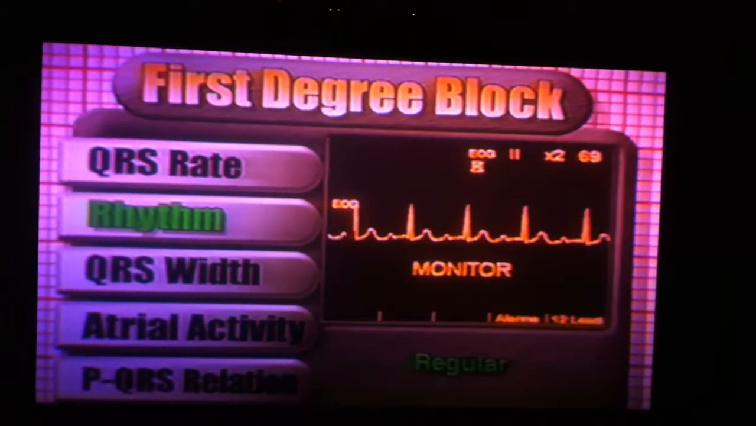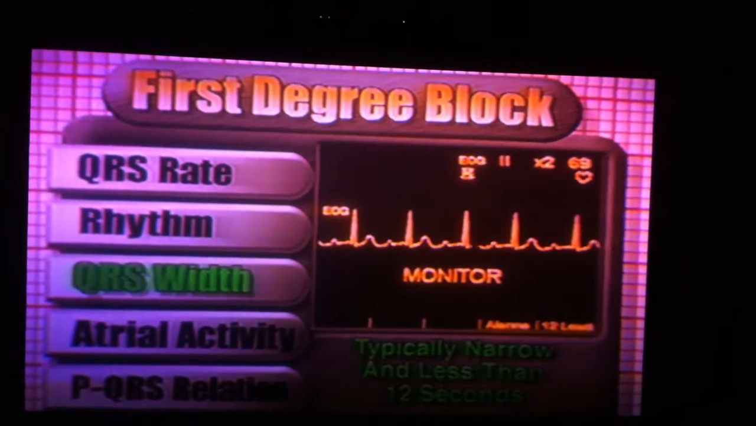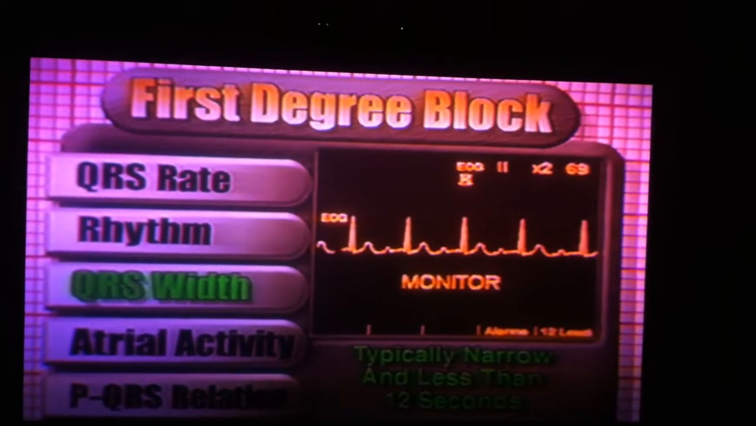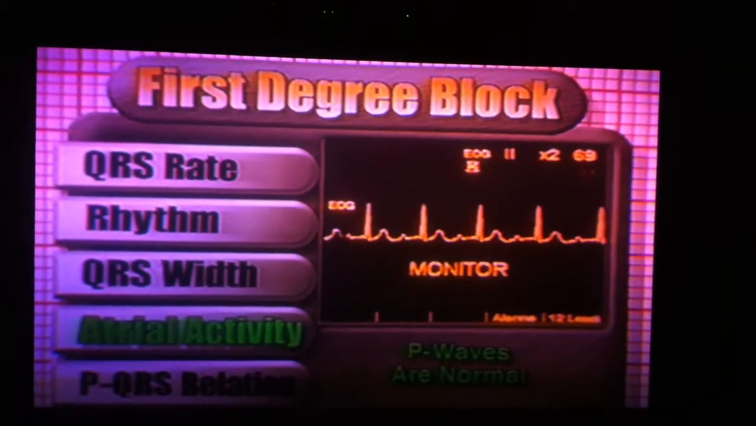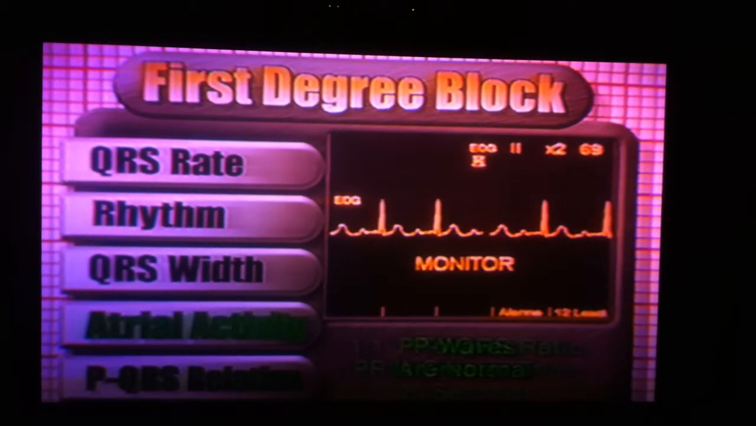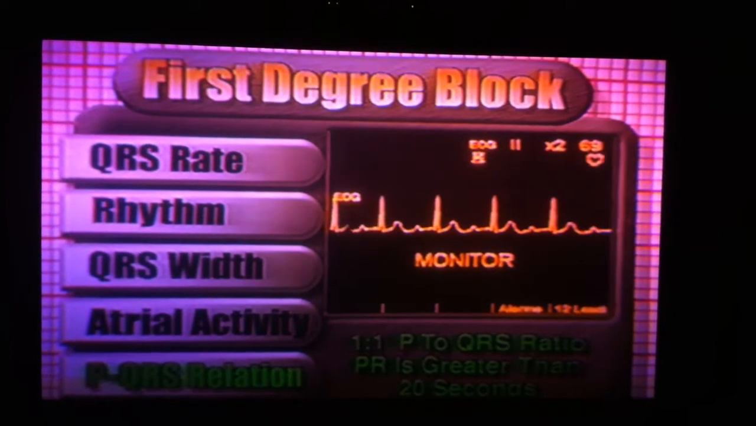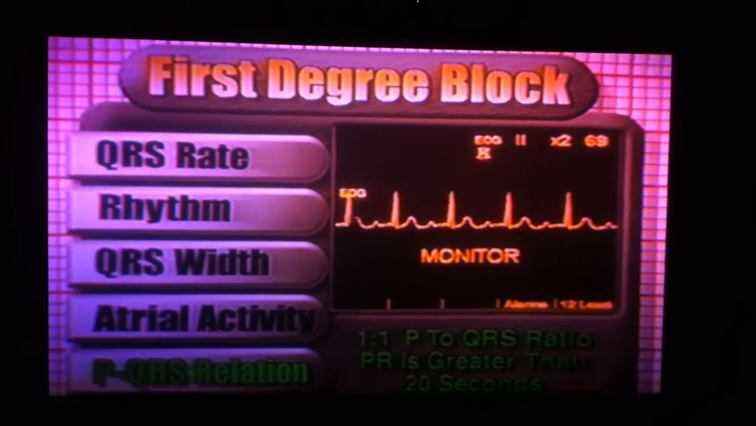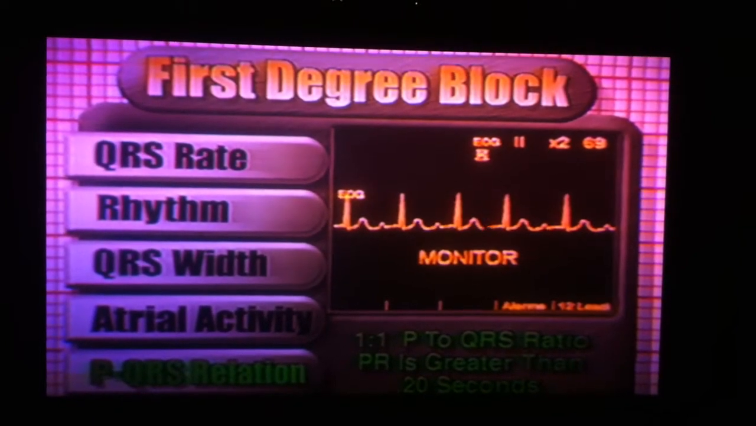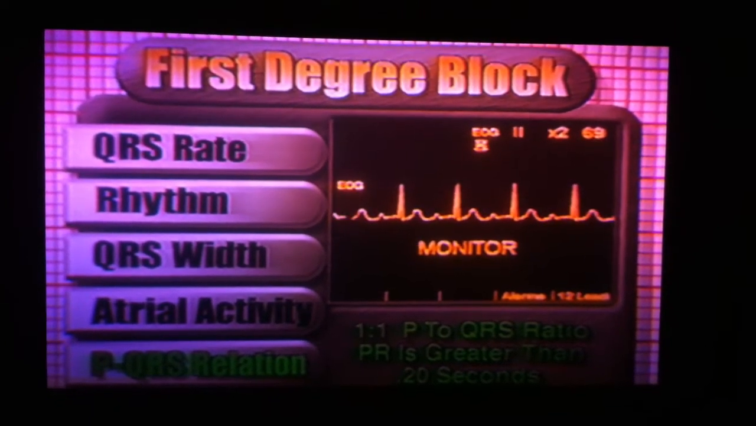The rhythm is regular. The QRS complex is typically narrow and less than 0.12 seconds long. The P waves are normal in appearance and configuration. There is a one-to-one relationship between the P waves and the QRS complexes. The distinguishing trait of first-degree block is that the PR interval is greater than 0.2 seconds long.